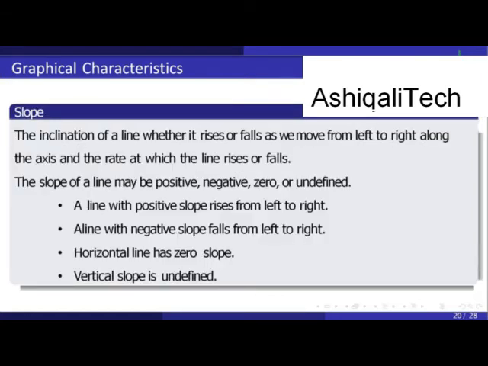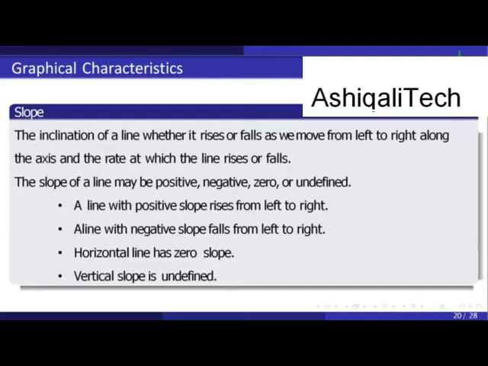The inclination of a line, whether it rises or falls as we move from left to right along the axis, and the rate at which the line rises or falls. The slope of a line may be positive, negative, 0 or undefined.